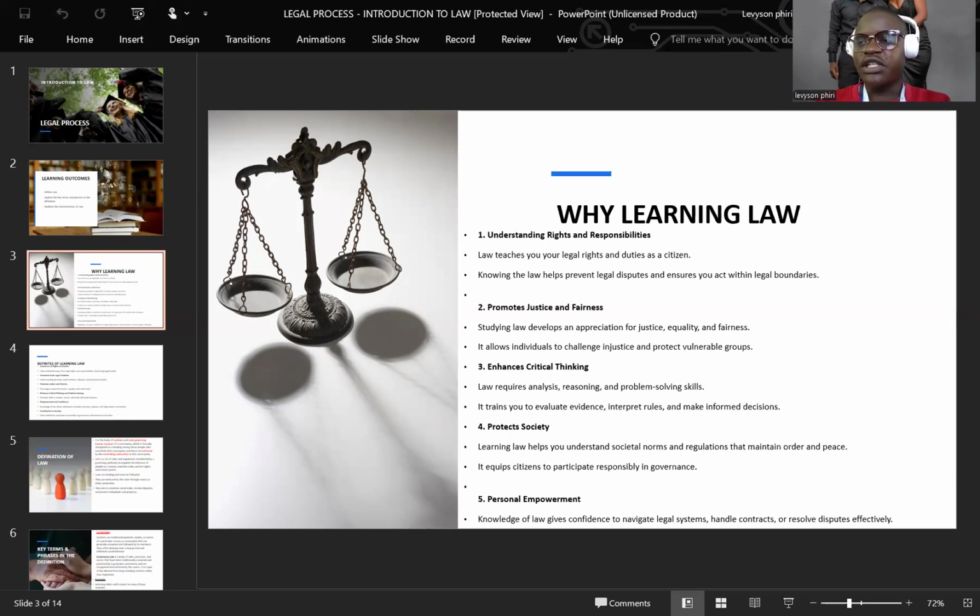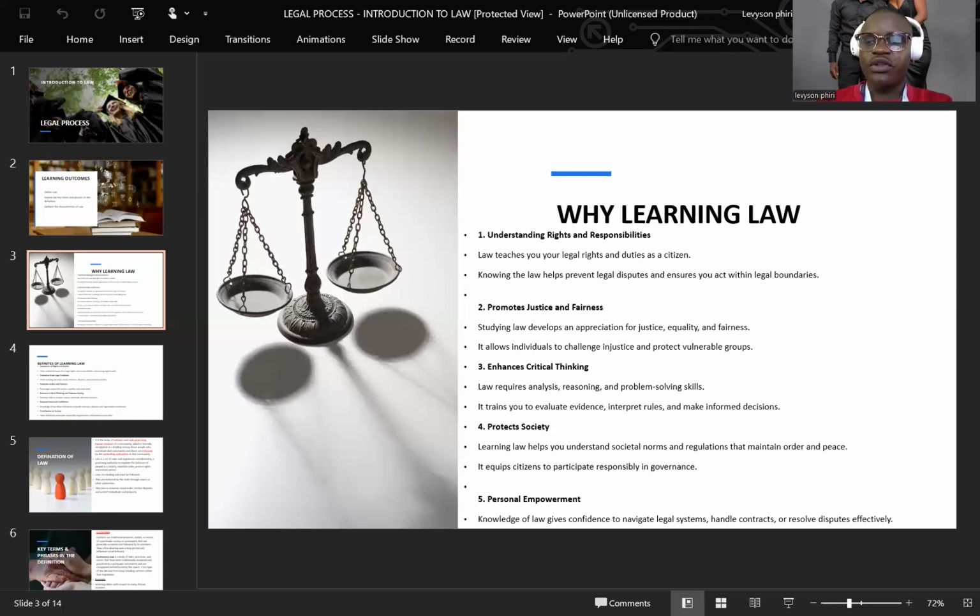You as a citizen, you are supposed to know your rights as well as your responsibilities. Also, by knowing your rights, you'll be able to set your boundaries. Okay, I'm supposed to go this far, and this far I'm not supposed to cross. That's what it simply means.